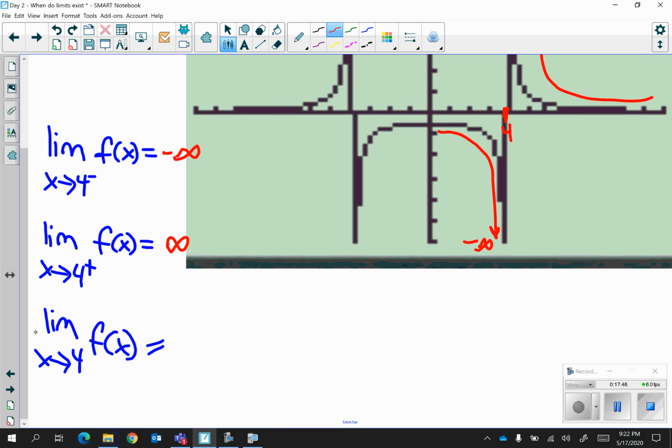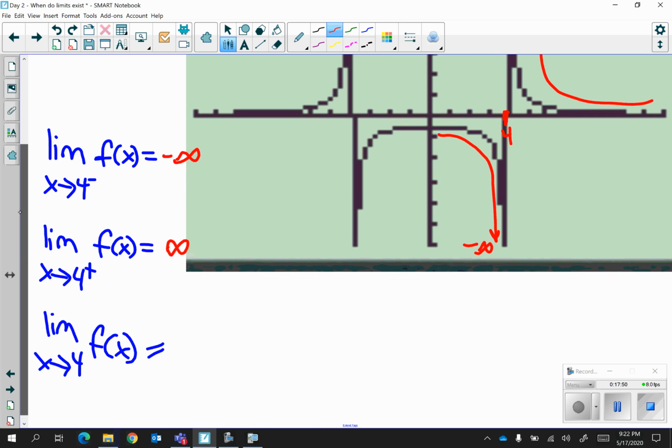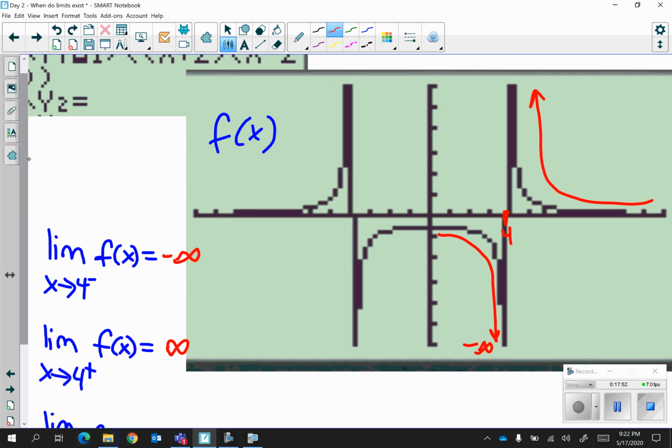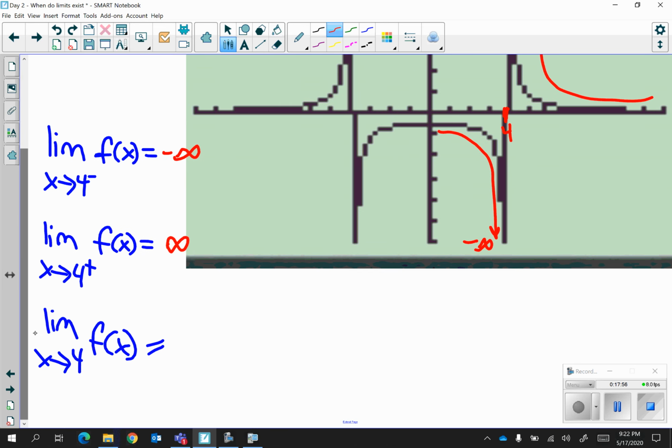Now, if you were to look at the limit overall at 4, first of all, you should be able to see that they don't match, right? One's going up and one's going down. Or you can look at your previous two answers. One is negative infinity, one is positive infinity. So overall, your limit does not exist.